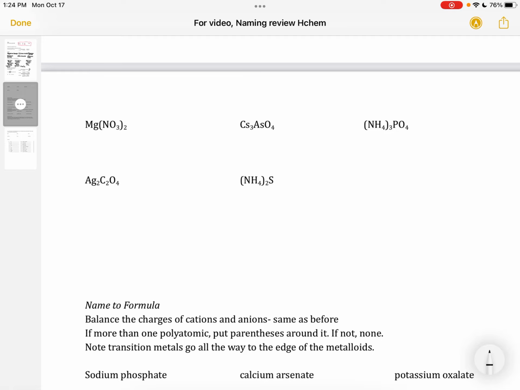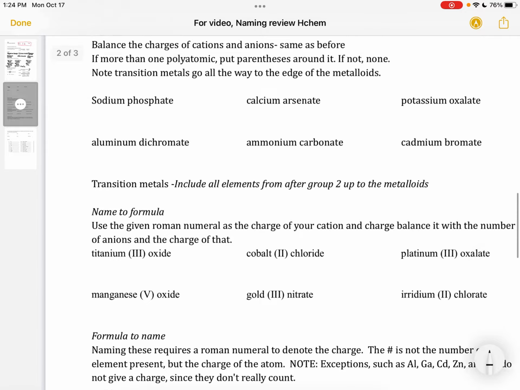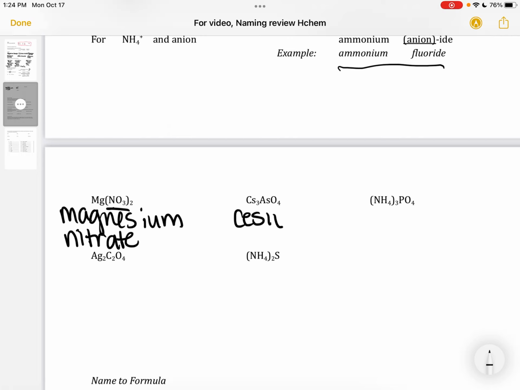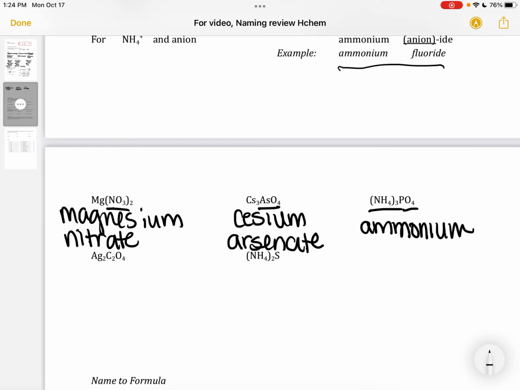So here we have magnesium with nitrate. Magnesium nitrate. And it's just going to take some getting used to using that list. Here we have cesium. And this whole thing is called arsenate. Here we have ammonium and phosphate. Ammonium phosphate. So 2 polyatomics together.